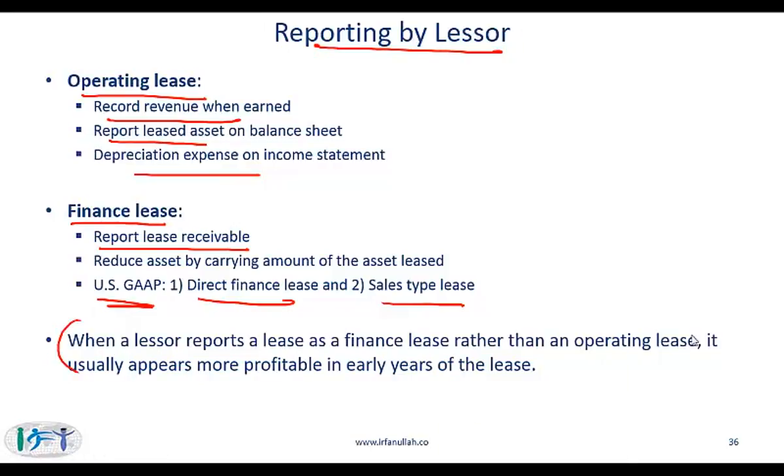A general remark first though: when a lessor reports a lease as a finance lease rather than an operating lease, it usually appears more profitable in the early years of the lease. This is the opposite of what you saw for a lessee. If you recall, the ratios we saw were from the perspective of the lessee, and in general the ratios were better for operating leases. With the lessor it's the other way around, because if the lease is a finance lease, then the assets move away from the balance sheet, so activity ratios, return on asset ratios, etc. would look better if the asset is removed.